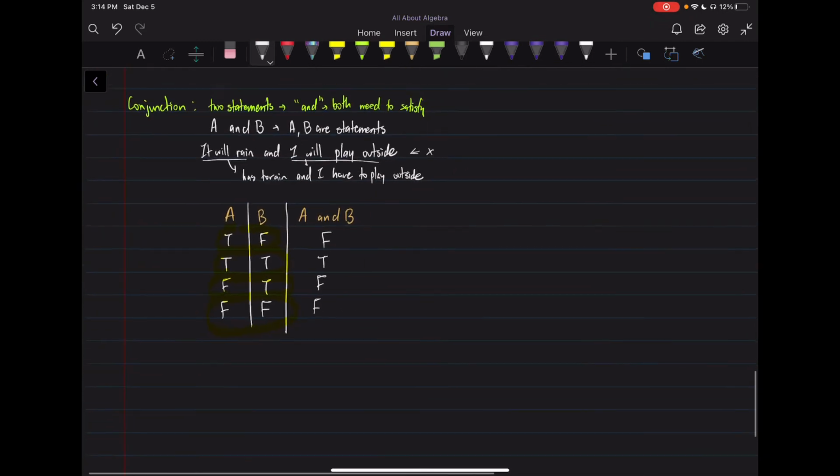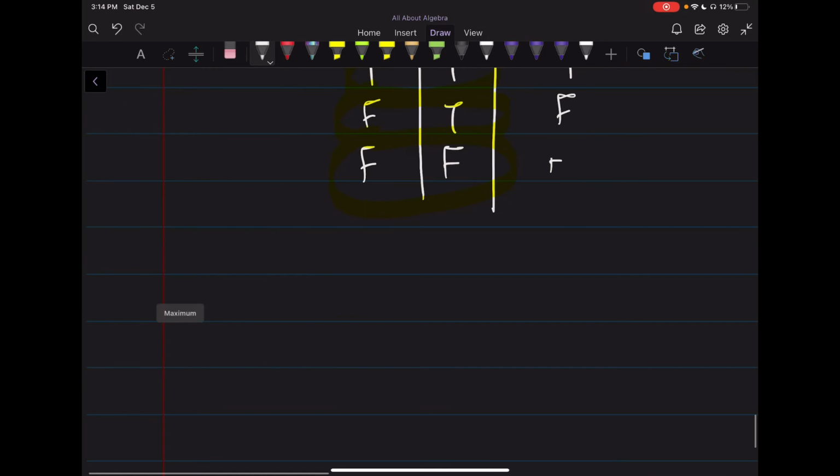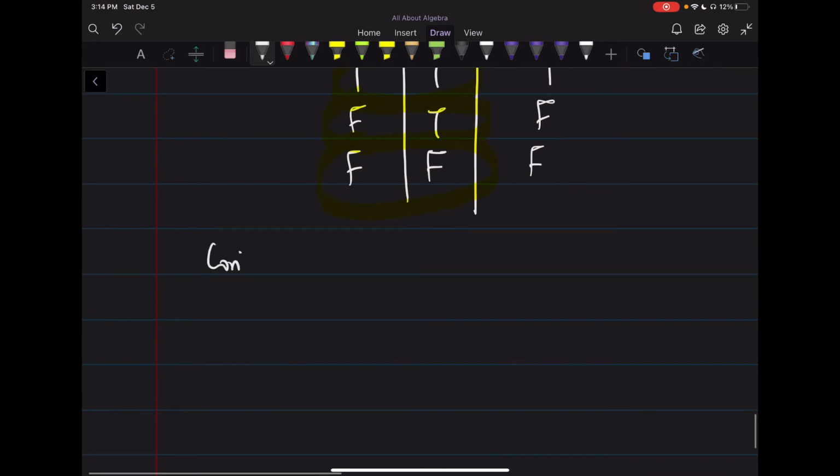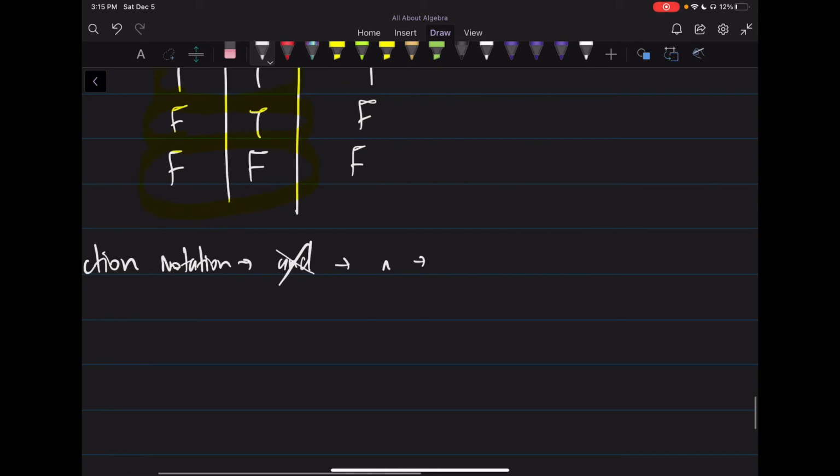So this is what your truth table for a conjunction looks like. Well, what's the notation for conjunction? Because as mathematicians, we don't like using "and." We don't want to use that. We use a symbol that looks like that. It's called a caret, right? And this is how you'd use it.